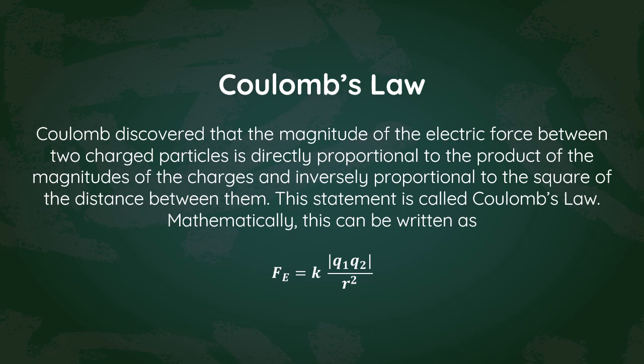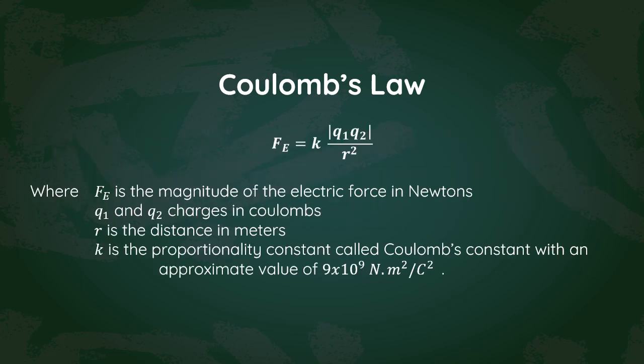Mathematically, this can be expressed as Fe, or the electric force, is equal to k multiplied by the product of the absolute values of the charges of the two particles divided by the square of the distance between the particles. There, Fe is the magnitude of the electric force in newtons, q1 and q2 are the charges in coulombs, r is the distance in meters, and k is the proportionality constant called Coulomb's constant, with an approximate value of 9 times 10 raised to 9 newton meter squared per coulomb squared.